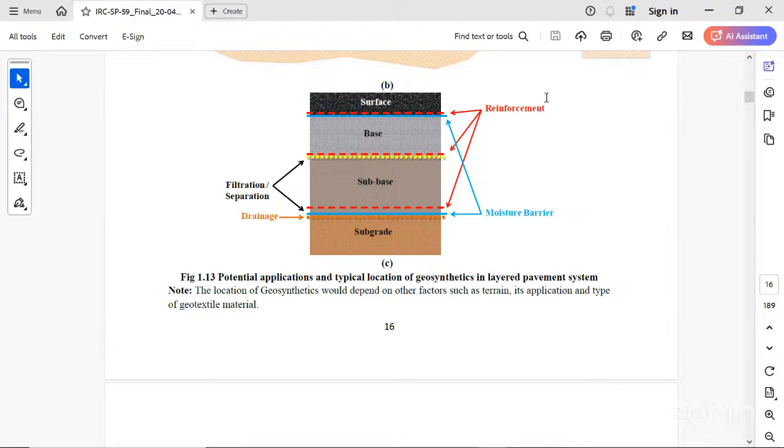For example, here we have the reinforcement layers shown as dashed lines. Below this, we have the separators. A separator is basically a geotextile, and then you may also introduce a drainage composite. A drainage composite is basically for removing all the excess pore pressures.